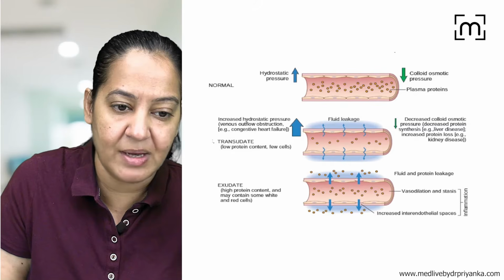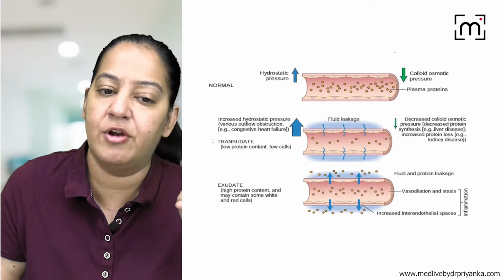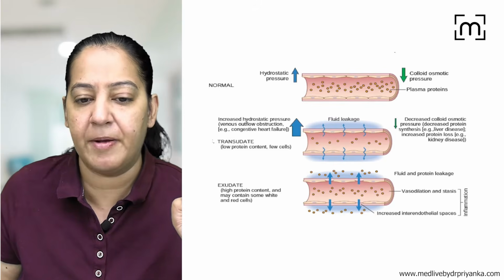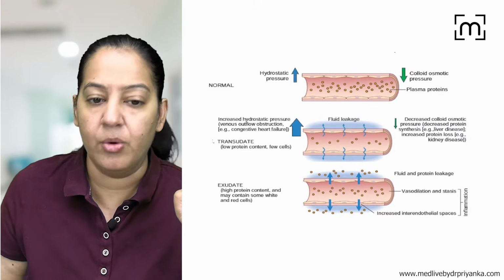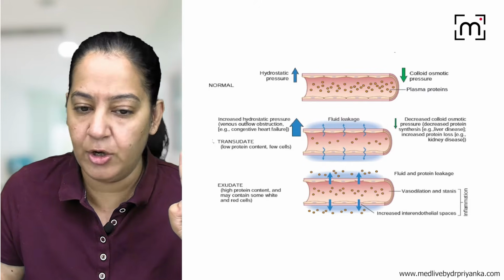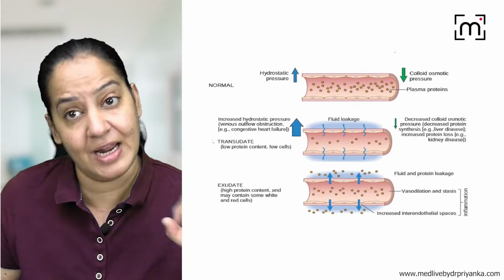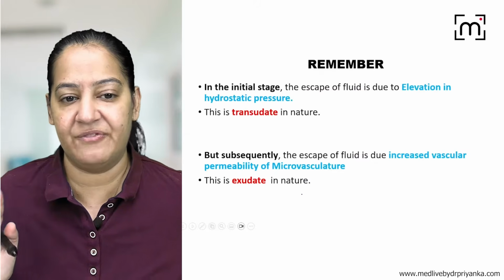So this is increased hydrostatic pressure. This is increased vascular permeability. The increased vascular permeability is creation of the gaps. So here the edema was transudate, only fluid is there, right? Low protein, low cell, and here the edema is exudate, high protein, high cell along with the fluid. So that is the basic difference between them.